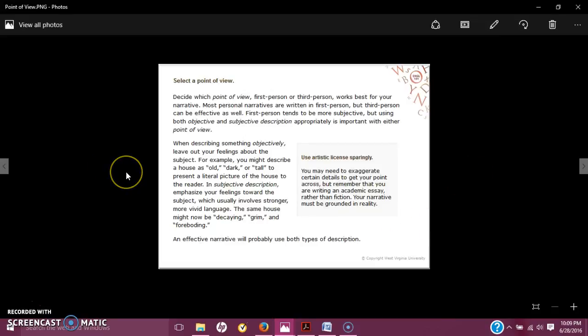Okay, so the second thing is the difference between objectively describing the situation and subjectively describing the situation. So the objective method is less judgmental. There aren't really a lot of opinions about it. Whereas the subjective description uses words like decaying, grim, and foreboding, those have a clear negative connotation. Whereas old, dark, tall, they just exist.